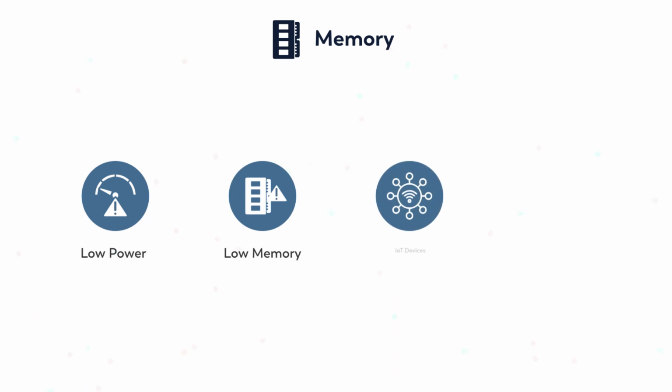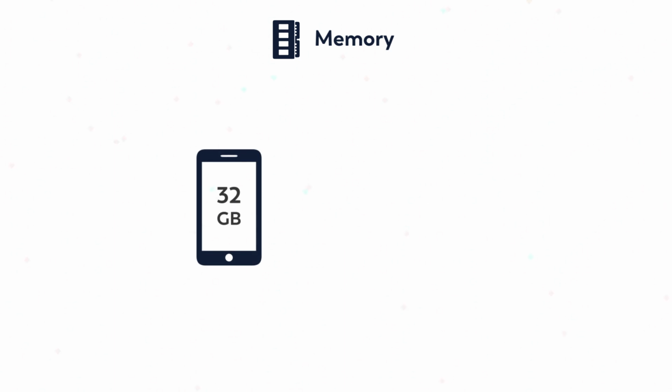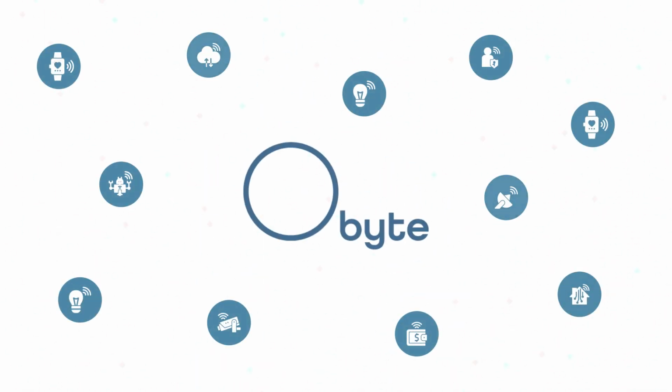And finally, memory. One of the most important benefits of Obyte is its low memory requirements. This means that low-power, low-memory IoT devices, like the Arduino, can use Obyte to send transactions. Yes, Obyte can operate on devices with as little as 40 kilobytes of memory. For reference, the average smartphone has 32 gigabytes of memory, and Obyte needs 800,000 times less. This is what makes Obyte an excellent frontrunner for the IoT industry.